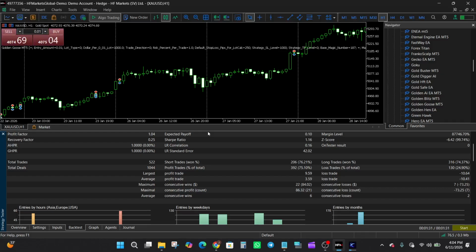So from a review perspective, what stands out about the Golden Goose FX system is the heavy emphasis on validation. The entire concept is built around filtering a massive strategy pool down to a very small, highly tested subset, which is not something you see in every expert advisor.